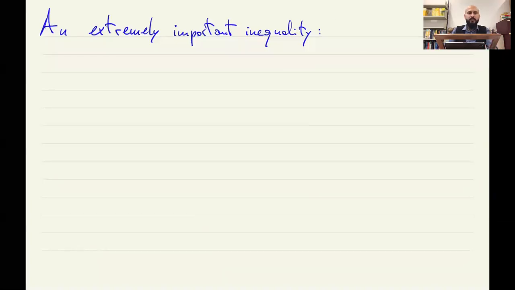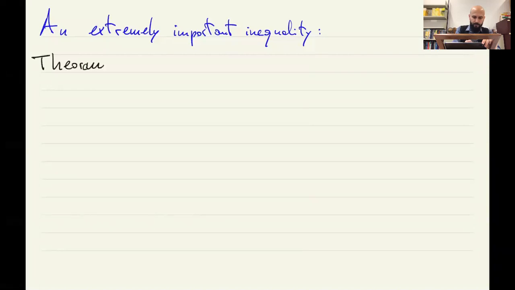We discuss now a very important inequality called Cauchy-Schwarz inequality. So let's put it as a form of a theorem. The Cauchy-Schwarz inequality.